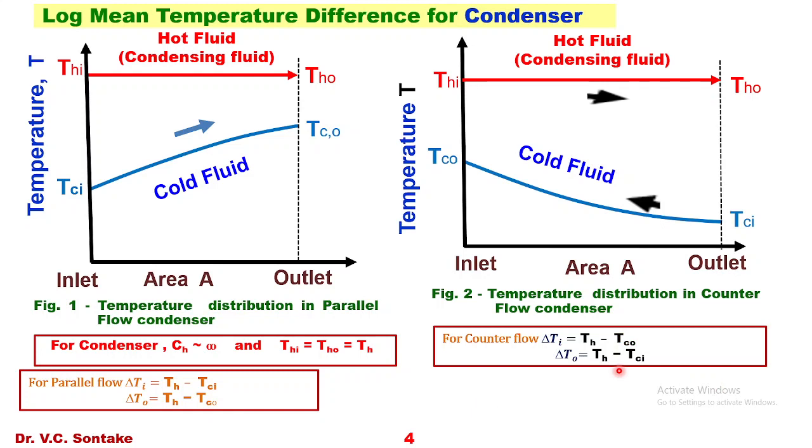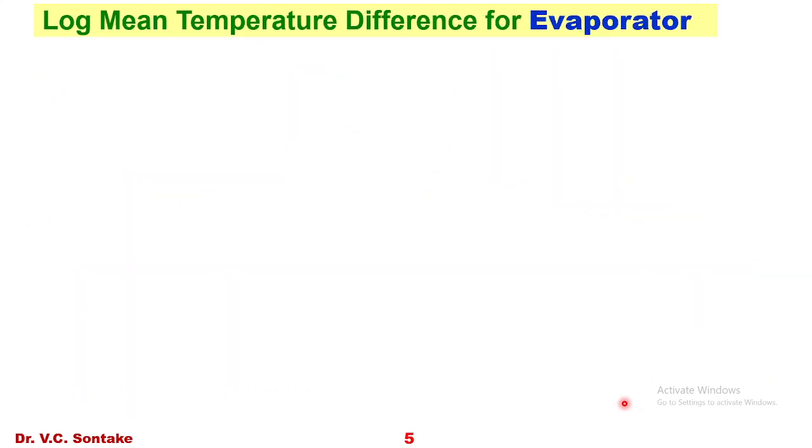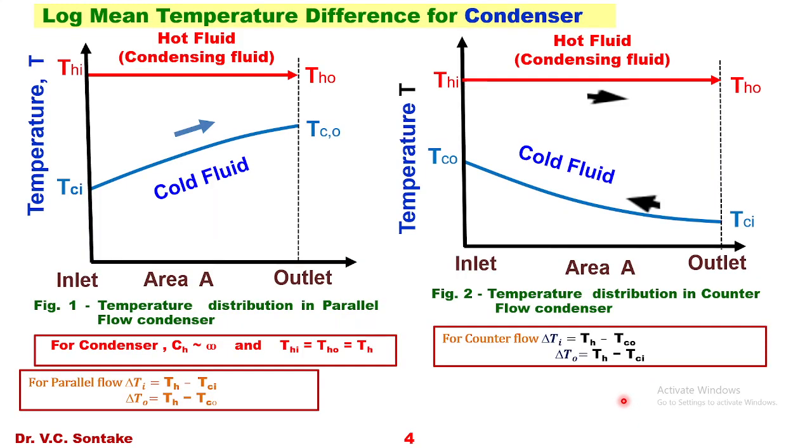For counterflow heat exchanger, the temperature difference at the inlet will be Th minus Tco, and temperature difference at the outlet of the heat exchanger will be Th minus Tci. So this way I could get the expression for LMTD of condenser.